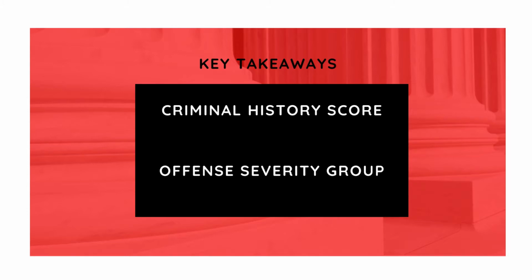In this video, we will do a deep dive into the two primary factors the guidelines use to determine a defendant's recommended sentence length and type of sentence: criminal history and offense severity group. This video will also discuss how these two factors relate to the function of the DC Voluntary Sentencing Guidelines.